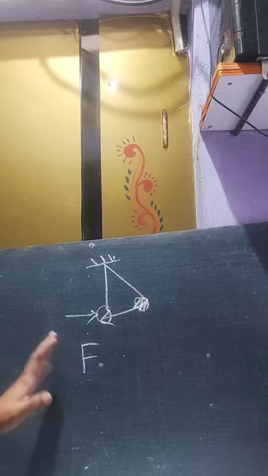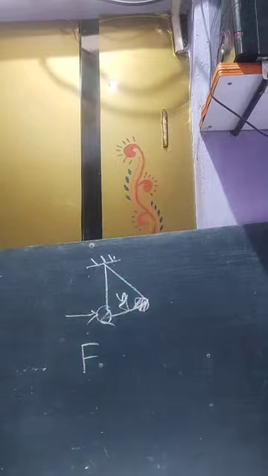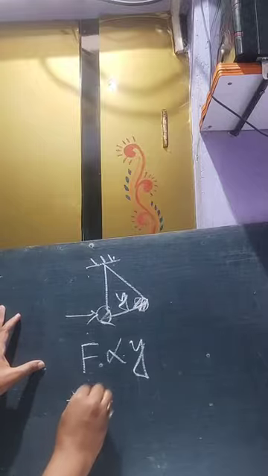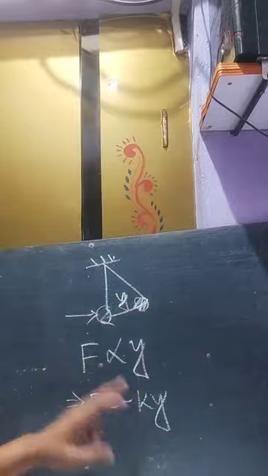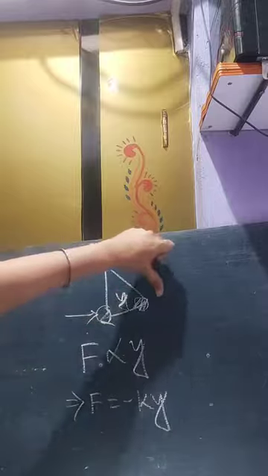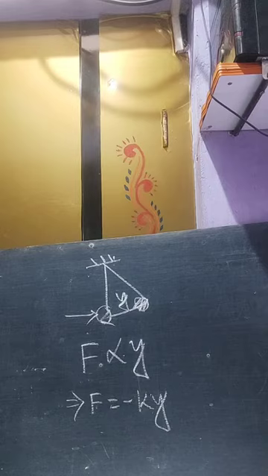Okay, clear? According to Hooke's law, the restoring force F should be some function of the distance of a particle from its mean position. Let the distance be y. So F is proportional to y, and if I write F equals minus ky, what is k? k is the proportionality constant, and the minus sign arises because the displacement is in the direction opposite to the applied force.